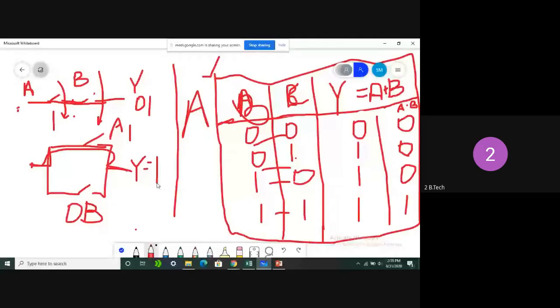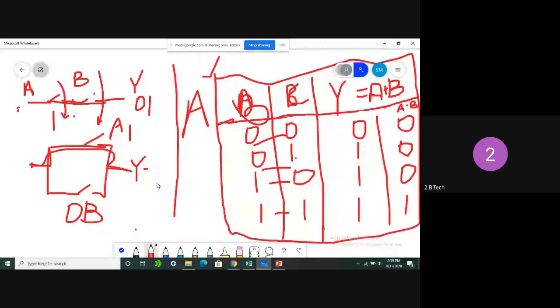Once explained, sir. This is for understanding purpose only. This does not belong to our syllabus. This type of circuit we should not use to represent an AND gate or OR gate. See here, you can observe clearly.